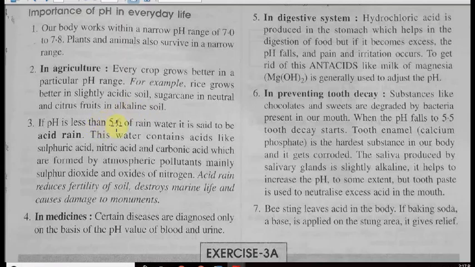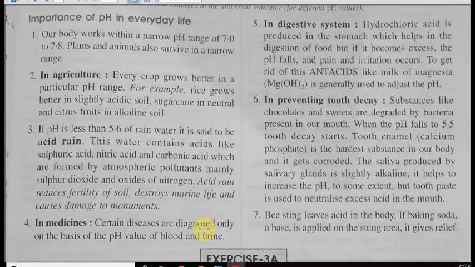If the pH value of rainwater is less than 5.6, it is called acid rain, which contains acids like sulfuric acid, nitric acid and carbonic acid. Acid rain destroys the fertility of the soil. The fourth use is in medicine. Certain diseases are diagnosed only on the basis of the pH value of blood and urine.